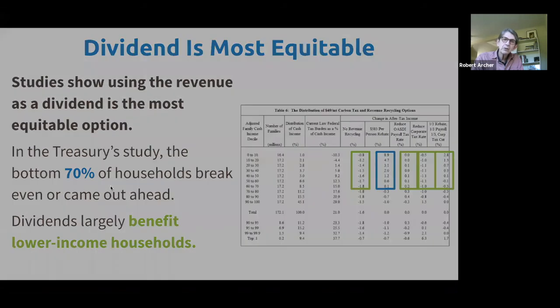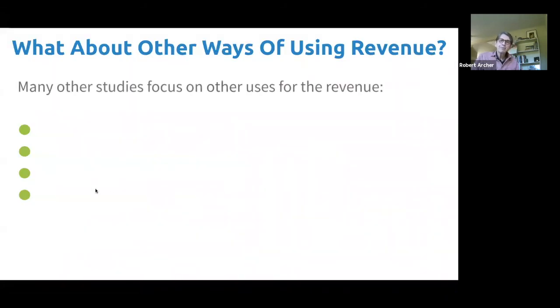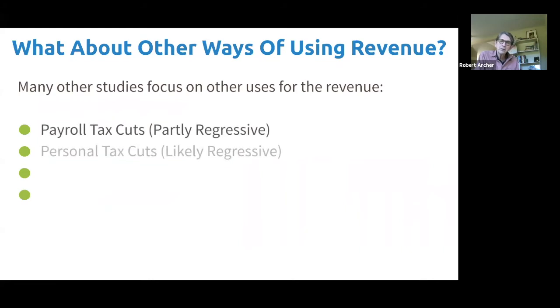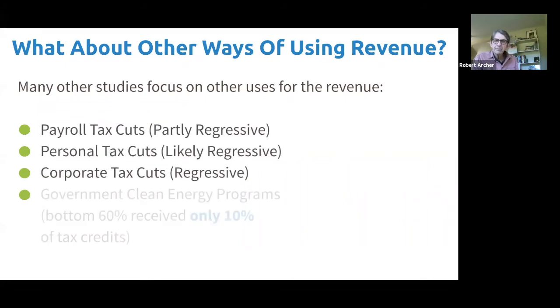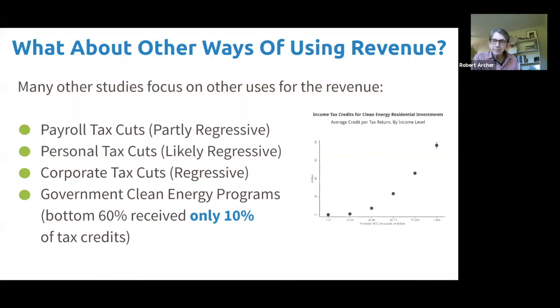What are the alternative uses, the other ways of using the revenue? And here's where you get into the issue of payroll, personal, corporate tax cuts. Generally means the benefits disproportionately accrue to higher income households. I'll discuss the impact of using the revenues for clean energy programs, which some major organizations recommend, at the end, with some brief comments on cap and trade and regulations and subsidies.